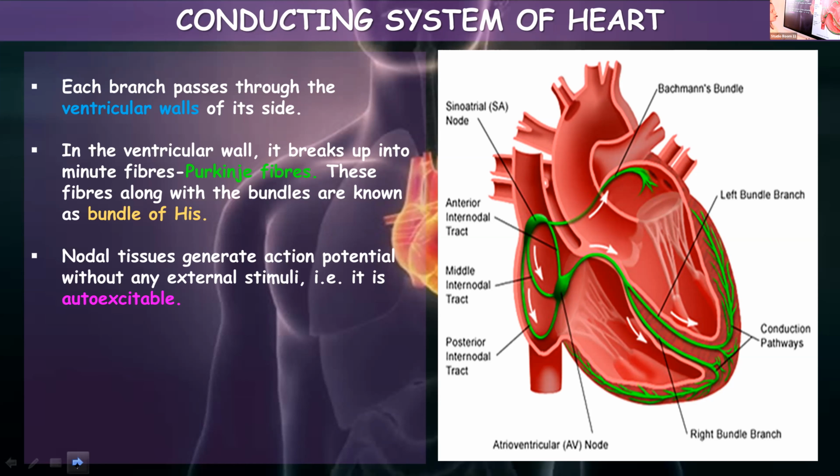And nodal tissues. Now, what is the role of these nodal tissues? Nodal tissues will generate action potential, which will bring about the proper functioning of the heart. And these nodal tissues are auto-excitable. They don't require an external stimuli. Action potential can be automatically generated in these tissues.